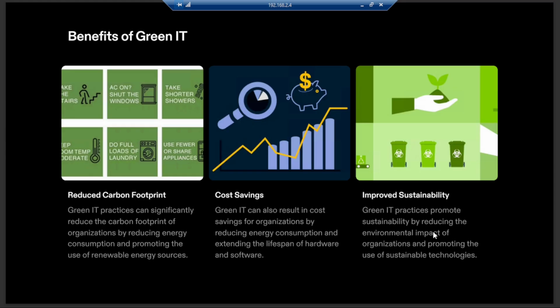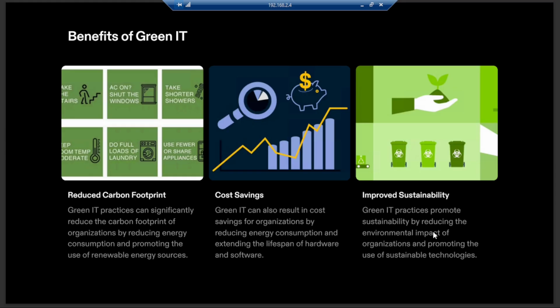And the second benefit is cost savings. Green IT can also result in cost savings for organizations by reducing energy consumption and extending the lifespan of hardware and software. Let's say, for example, you have been using a laptop or desktop for 2 years and you feel like you need a new one for whatever reason. Instead of buying a new device, if you have the capability or chance to update the software or the hardware, it can save a lot of money for the organization. And the third benefit is improved sustainability.